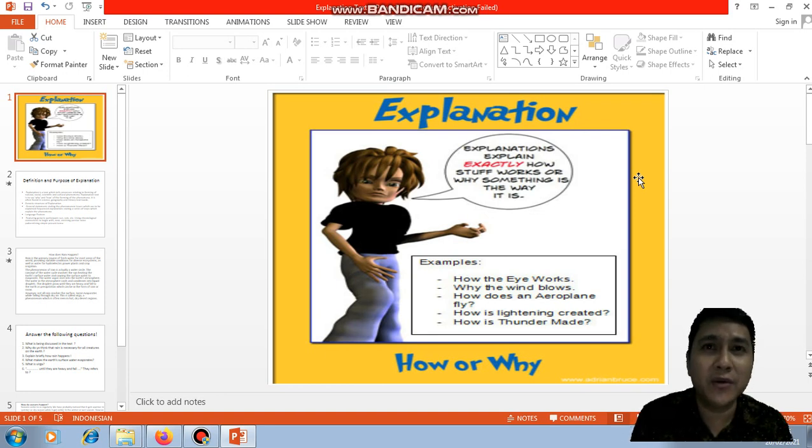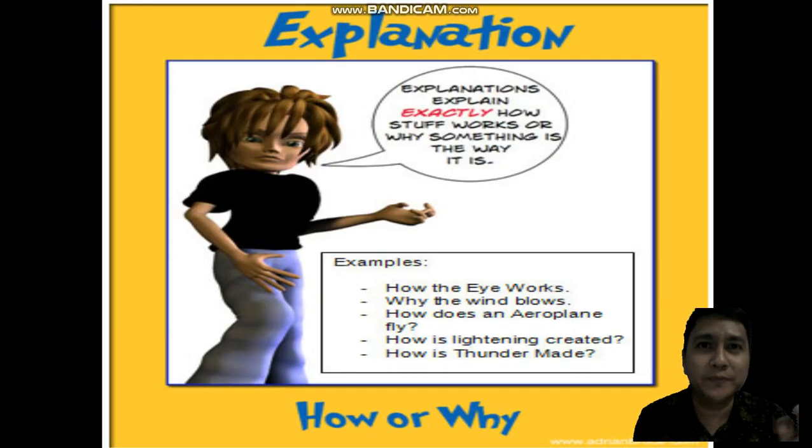So, today we are going to learn about explanation. So, here is the slide for you to make it clear. Okay. So, explanation is another kind of text. It can be found in scientific articles or scientific books. You can take a look here. This is the brief definition about explanation text.